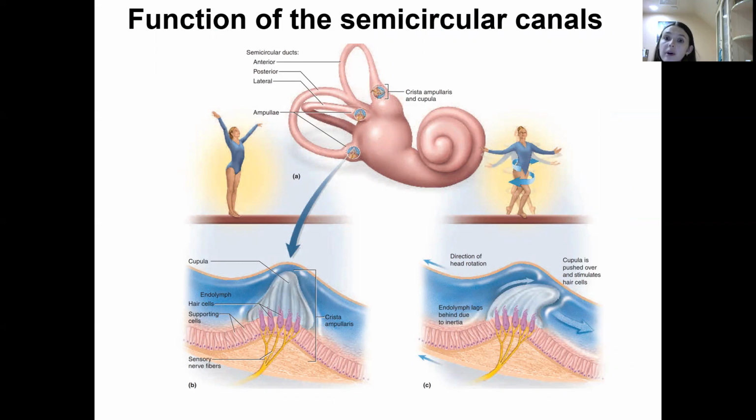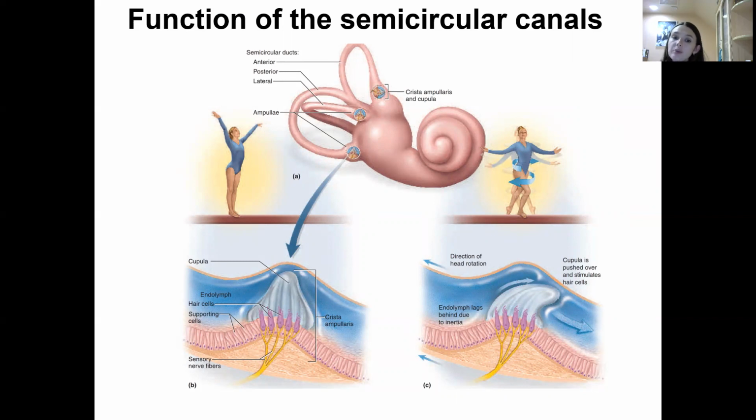Function of the semicircular canals. As we discussed, we have three semicircular canals: anterior, posterior, and lateral, and they are responsible for acceleration in different positions. So there could be anterior acceleration, posterior acceleration, and also lateral acceleration, when you move your head toward one shoulder and then the other shoulder. This kind of acceleration is responsible for rotation.